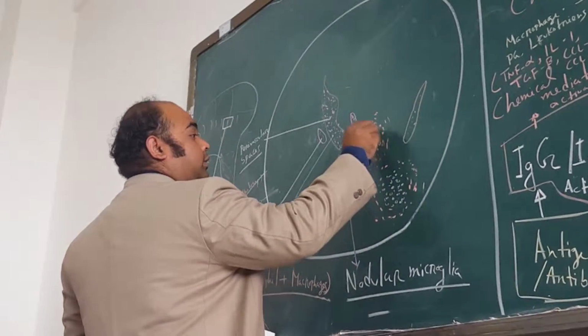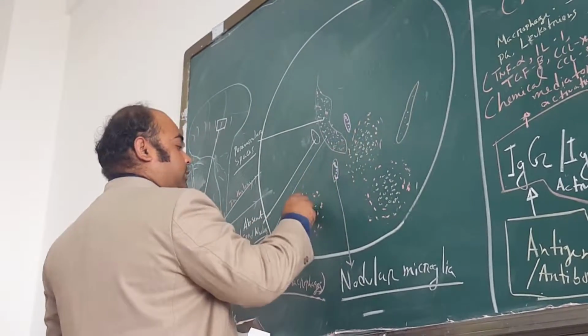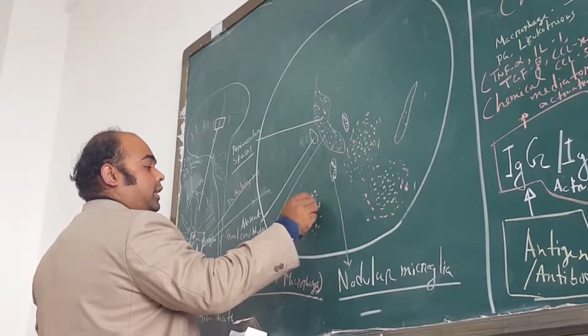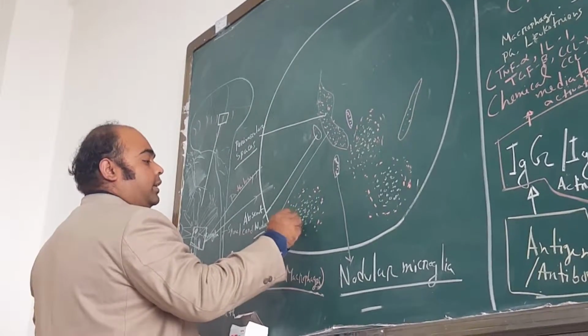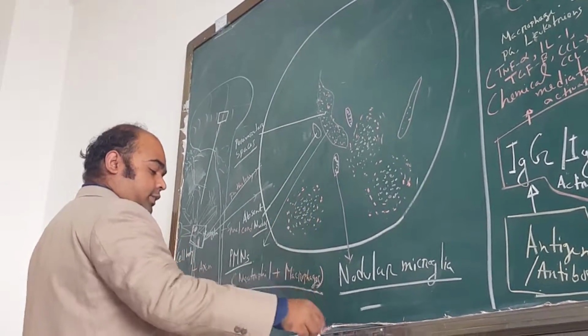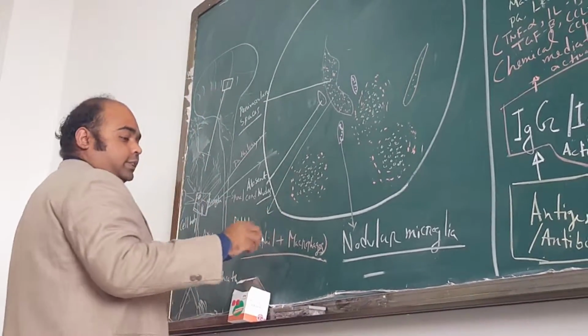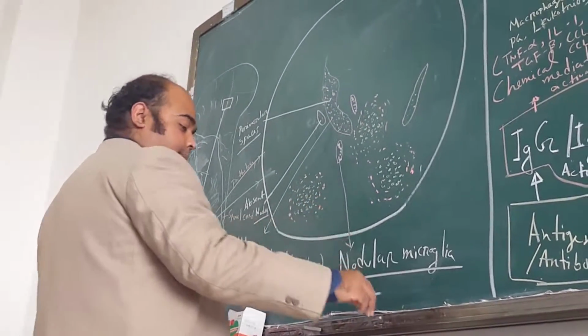Or fat vacuoles. Some vacuoles, some cholesterol, some are water, cyst. So it is a vacuoles. It is called cribriform appearance.